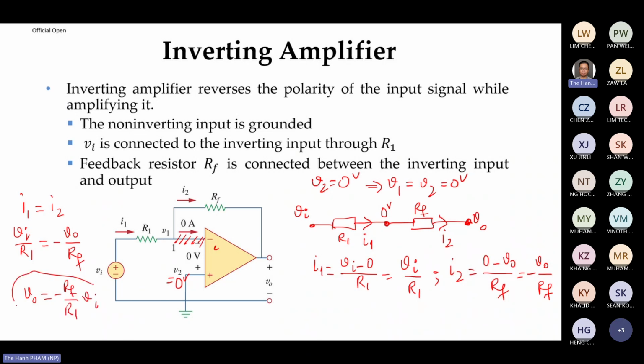Because of the minus sign here, it's called inverting. This one we call the inverting amplifier, because if VI is positive, then VO is negative, and if VI is negative, then VO becomes positive. So that's why. This is an inverting amplifier, so if we need to amplify the signal, you can use this one.